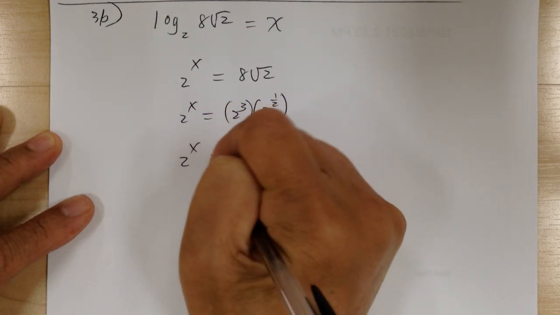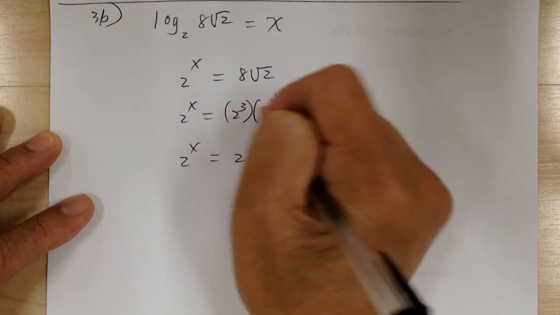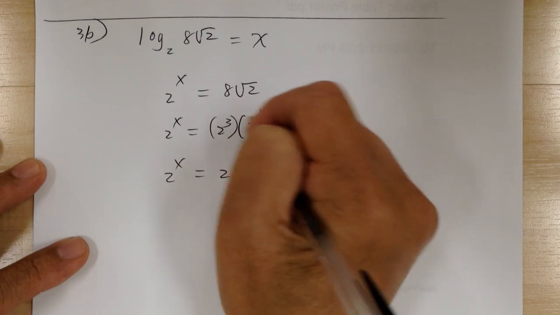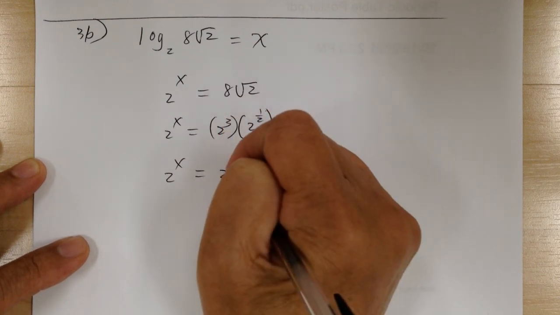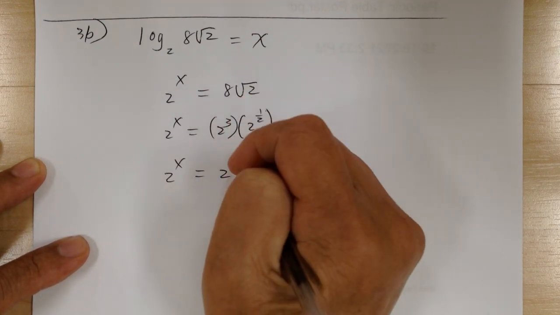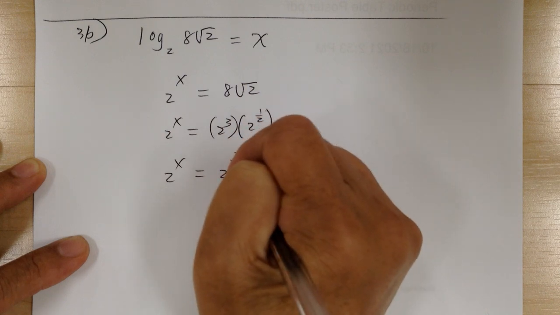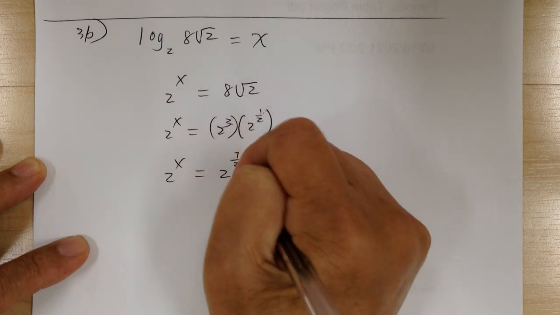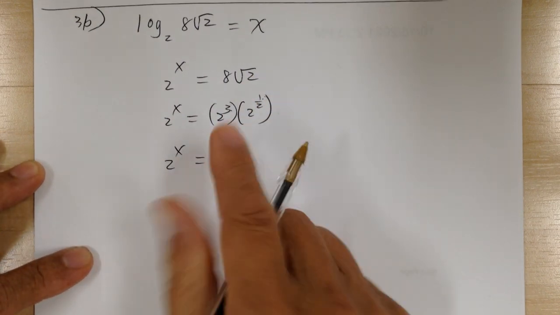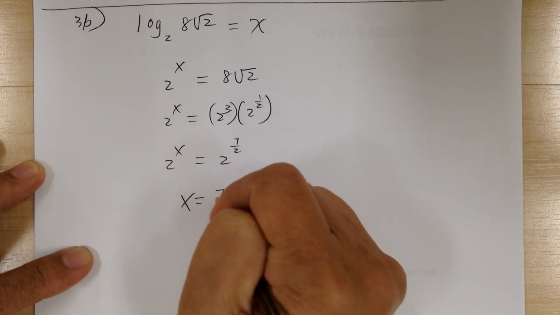So 2 to the x equal to 2 to the, now you have to use the product rule. You have to multiply this together by adding the exponents of the same base. So when you add, you're going to get 3 and a half, or 7 over 2. 3 plus 1 half equals 7 over 2. Now by doing the matching, you can see x equal to 7 over 2.